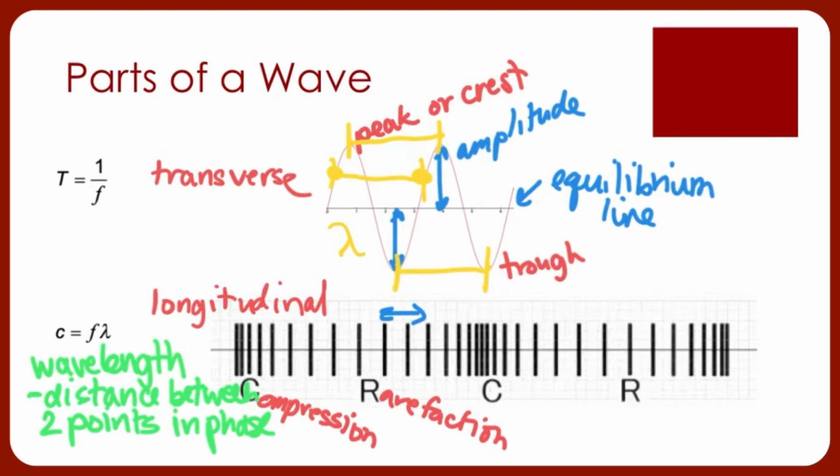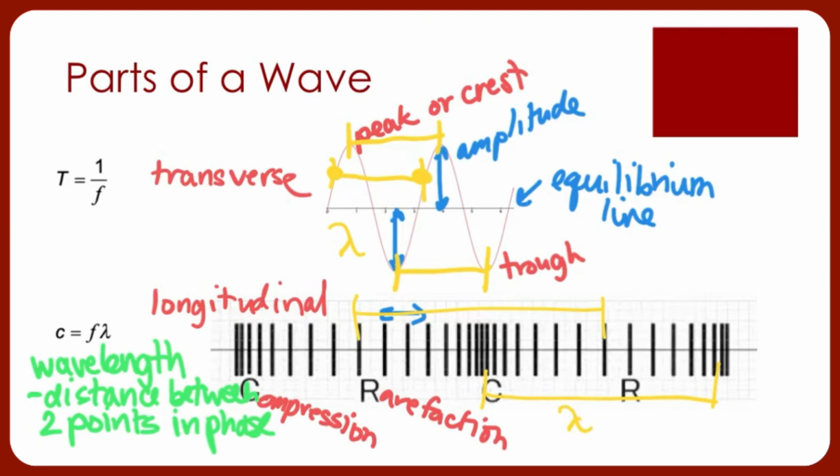Likewise, I can do the same thing on my longitudinal wave. I can go from one center of compression to the next, or I could do it from the center of a rarefaction to the center of a rarefaction. Again, notice those two lengths are exactly the same size. That is a wavelength.